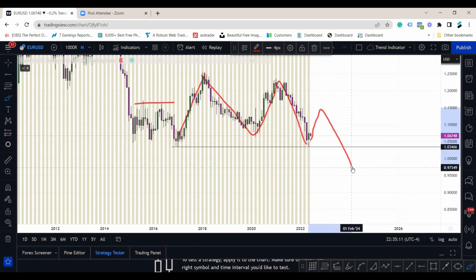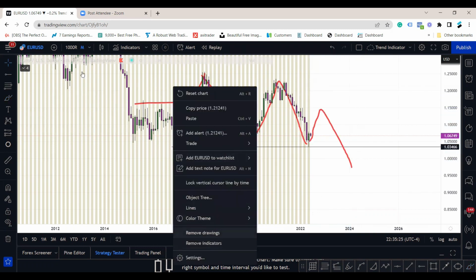A pullback before going lower. Of course, this one we can't see on the monthly time frame, but when you go down to a lower time frame, we will see opportunities happen everywhere. It can go down first or go up and then eventually go down. So this is from the monthly time frame.